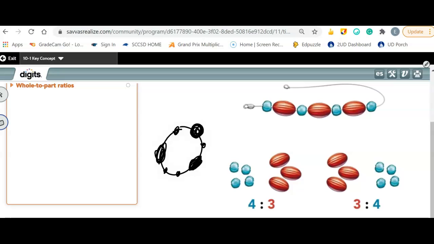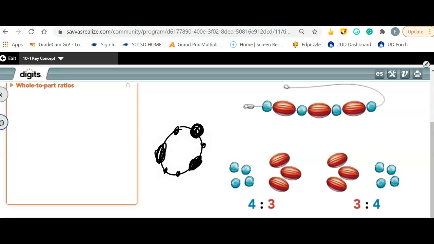What I want you to do is come up with a part-to-part ratio. Anywhere. Think of one inside this room. What is a part-to-part ratio? I'll give you about a minute to come up with that. The number of boys in the class compared to the number of girls in the class. Perfect. The number of boys to the number of girls. We can flip-flop that. The number of girls to the number of boys.